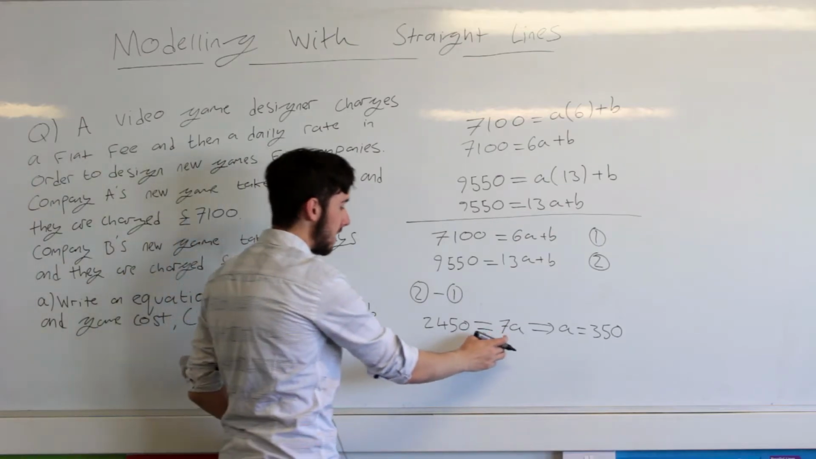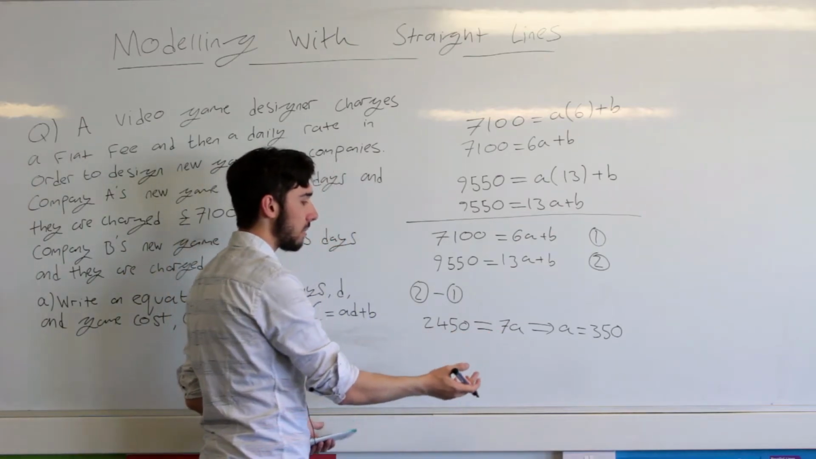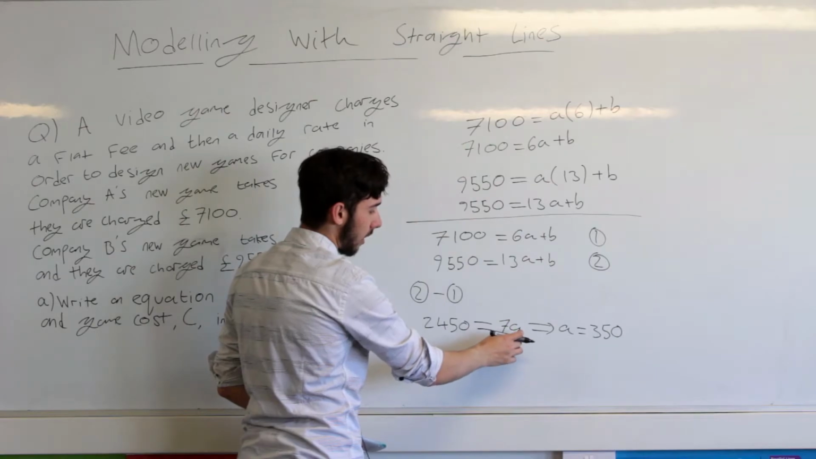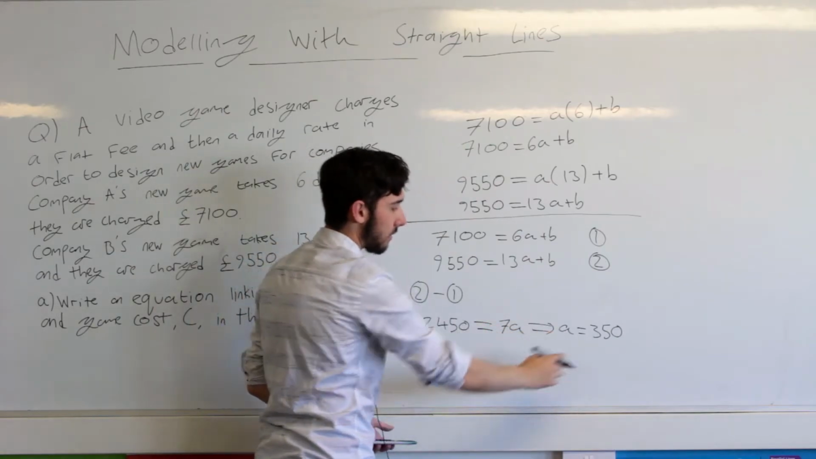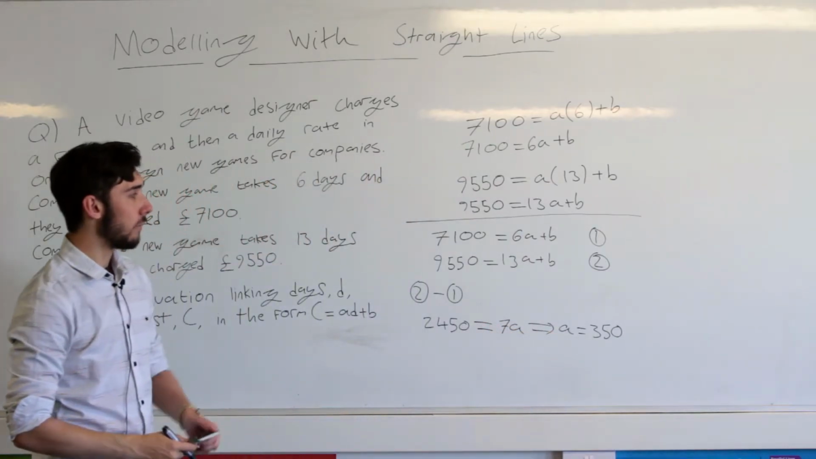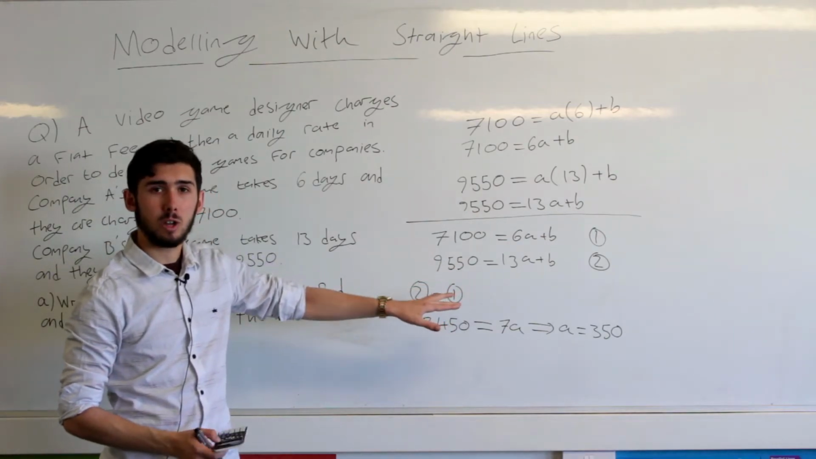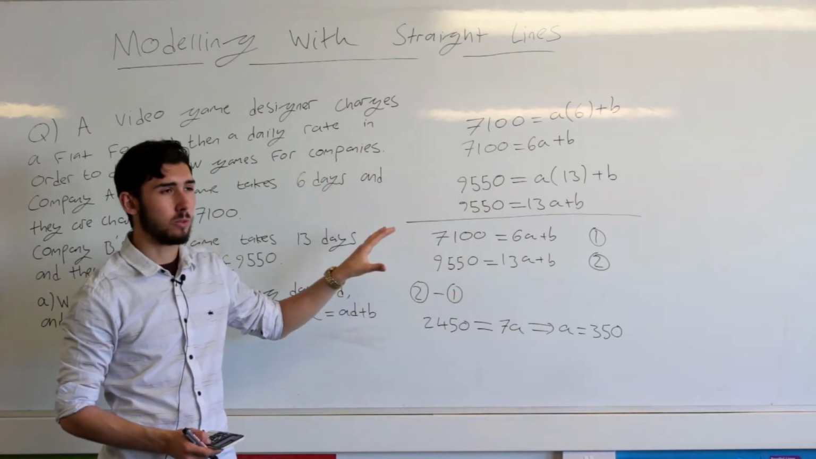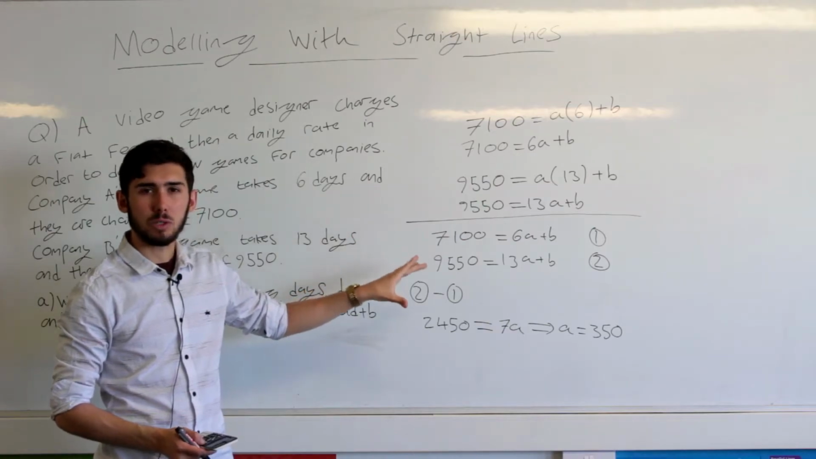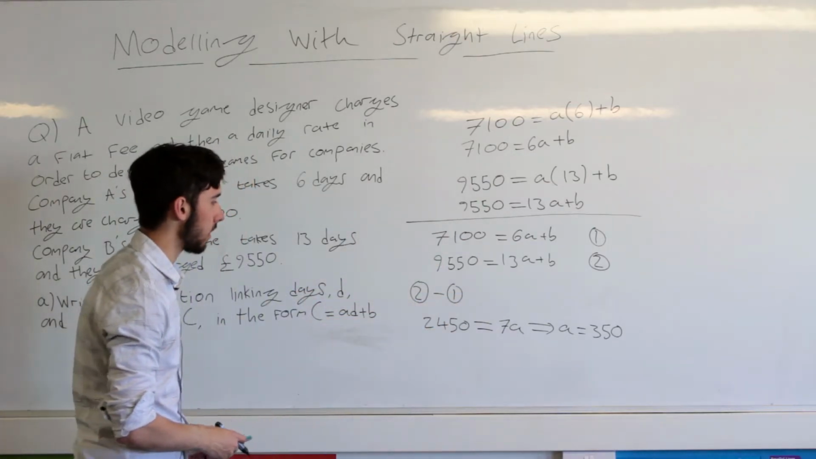So 7A is 2,450, which means that just A is, let's divide both sides by 7, we get the 350. That's where the 350 has come from. If you're confused about the simultaneous equation stuff, I've got maybe 5 or 6 videos on simultaneous equations, okay?